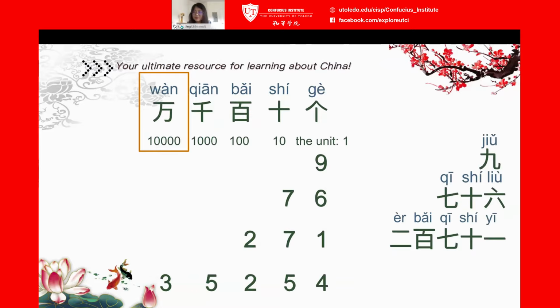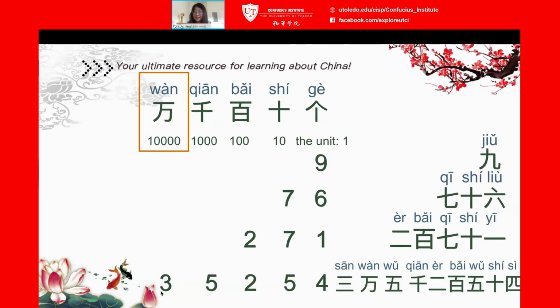Yes, go ahead, Linda. Okay. Liang wan wu qian er bai wu shi si. Very good. The bottom line is partially obscured by the buttons, so I thought that was a two at the beginning. Okay. So, yeah. Very good. 35,254. Very good, Linda.